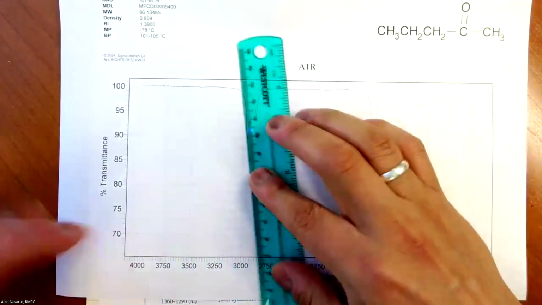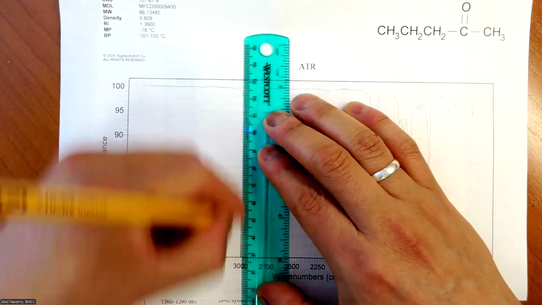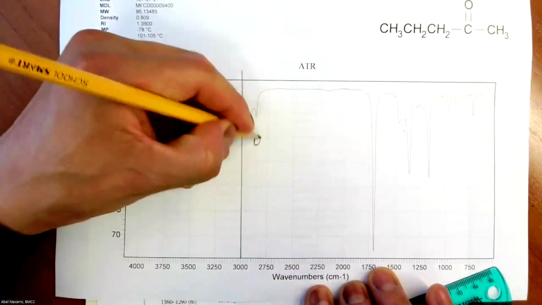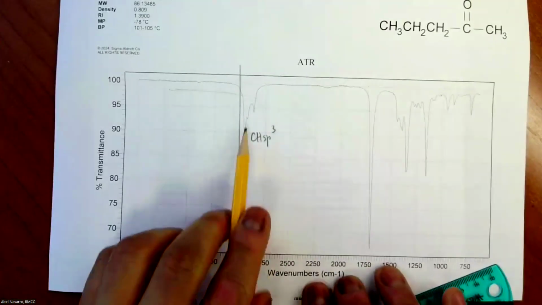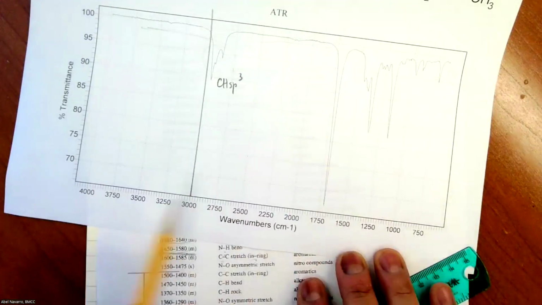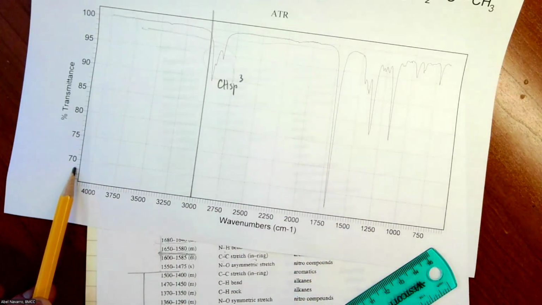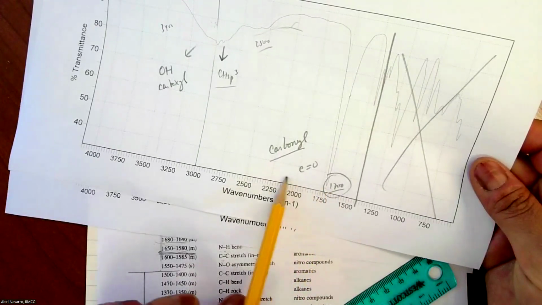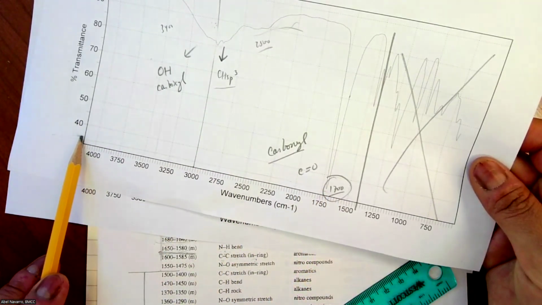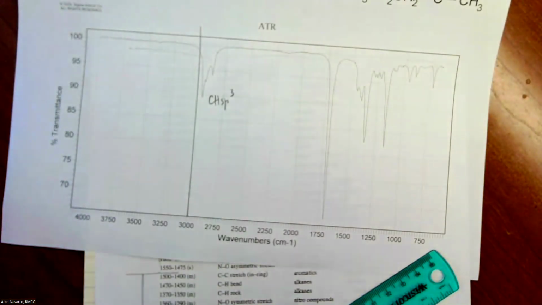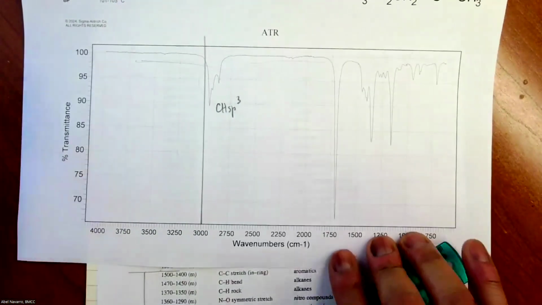Okay, the 3000 line. Nothing on the left of 3000. Here, CH sp3. What else? This one is kind of intense, but you see this intensity is only 70%. We saw before something else that was way lower, where the intensity was all the way to 30%, 35%. See, the C=O intensity varies. So this one is weaker.